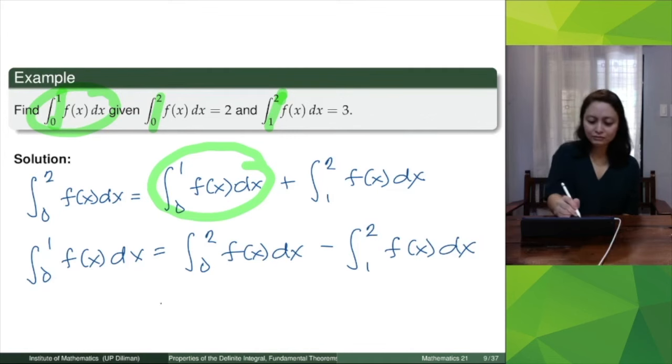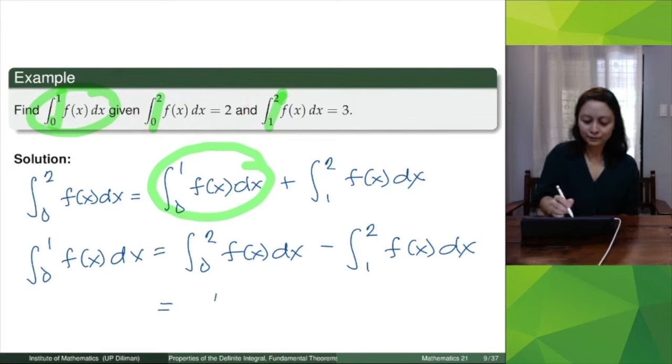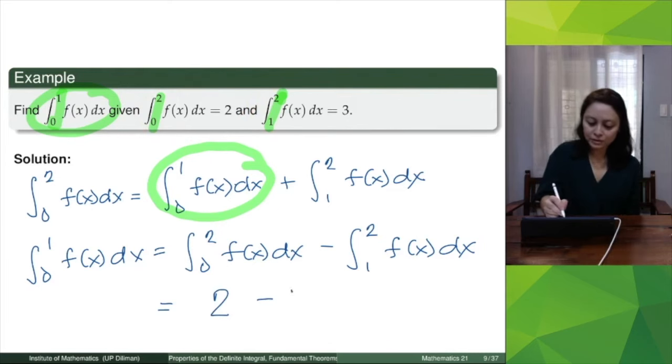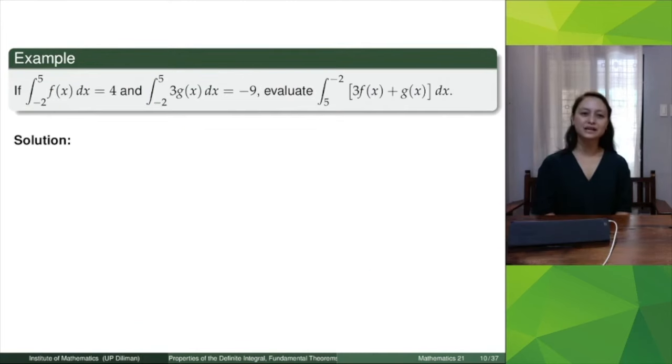Just substitute the given values. The integral of f of x dx from 0 to 2 is 2. Minus, the integral from 1 to 2 of f of x dx is 3. Okay, so 2 minus 3, this is equal to negative 1. Okay? Easy. Okay, so next example.